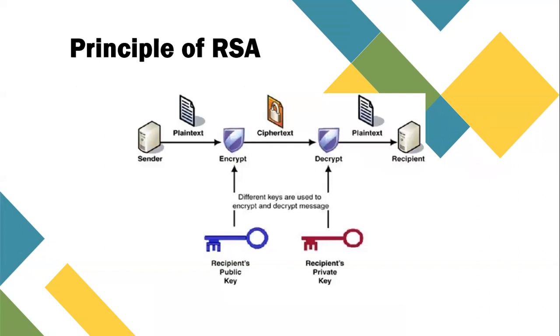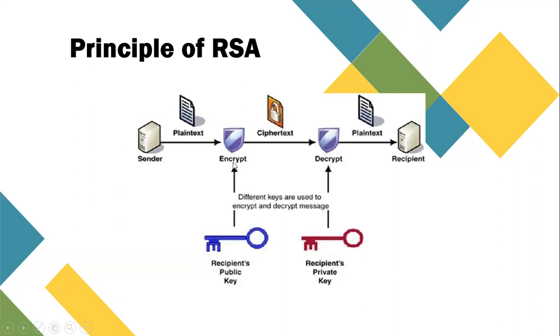Moving to the principle of RSA, let's say we have a sender and a recipient. The sender wants to send a message to the recipient without the message being compromised on the channel. So it wants to encrypt the data so that the data is secured and reaches the recipient safely, without any tampering or without an eavesdropper reading it. The sender has the data in the form of plain text. The sender will encrypt the data using the recipient's public key.